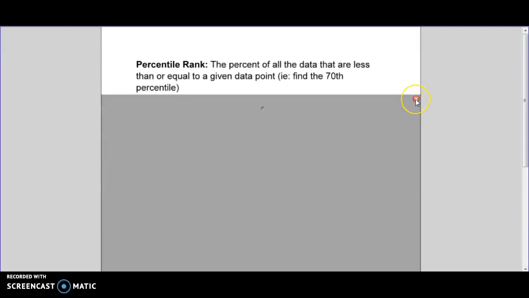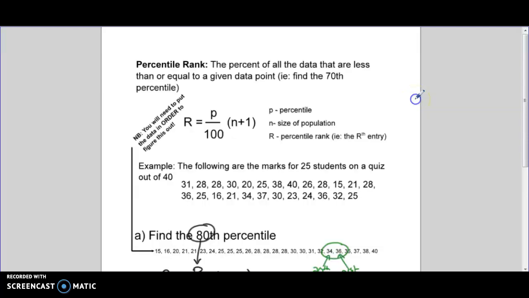How do we figure out percentile ranks given a bunch of data? Well, there's a formula. Here we want to know, in the example, we're given the following marks on a quiz. Find the 80th percentile. So what that is saying is find the mark that represents the 80th percentile.